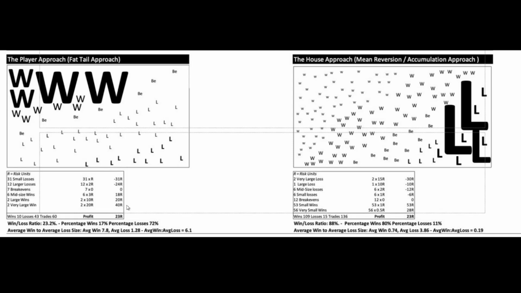So here it shows, in total, we have 10 wins, 43 losses, and 60 trades total in the player approach, with a 23R profit. That's risk to reward. In the house approach, we have a lot more trades, right? From 60 to 136: 109 wins, 15 losses, so much more wins than losses. But as you can see, the same profit comes out on both sides. So this just comes back to the fact that neither side is necessarily better. And, like we said again, you can pull from both sides.